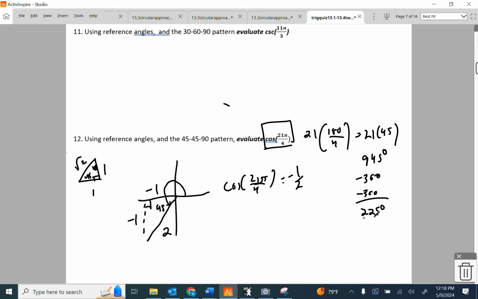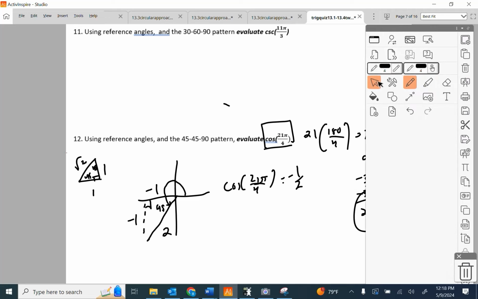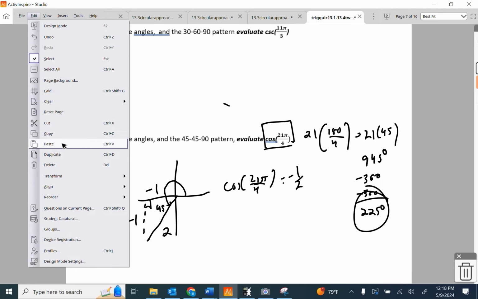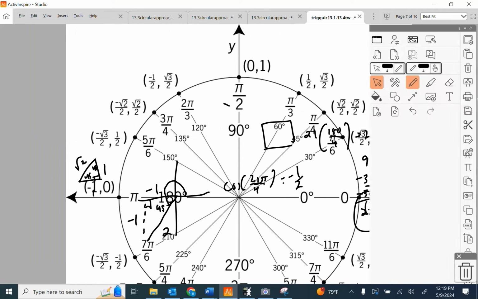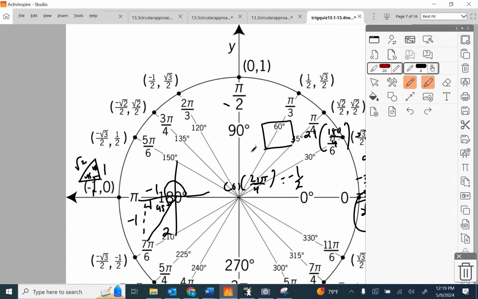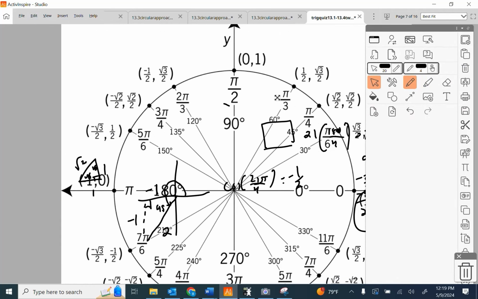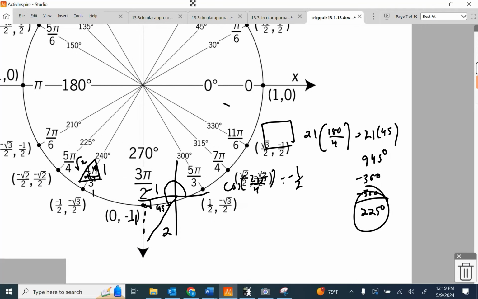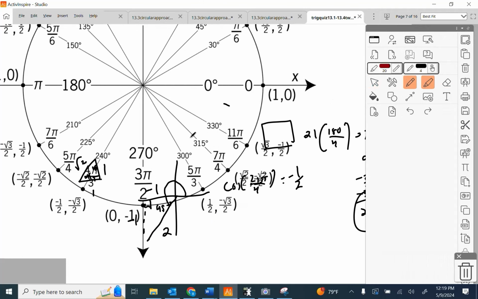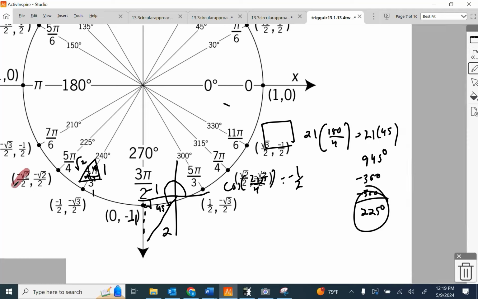Now, pay attention, that was 225 degrees. 225 degrees lies on the unit circle. So if I locate 225 degrees on the unit circle, if I shrink it up so you can see it, I'm going to be right here, and I was finding cosine, which is the x.